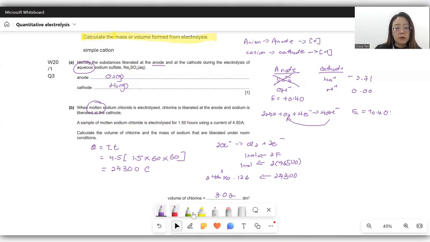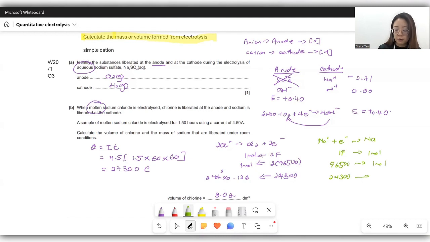Now, I will use a different color for sodium, to make it neat. For sodium, we take out the equation for sodium, Na+ and e- to give Na. According to this equation, 1 Faraday is needed to form 1 mole of sodium metal. So it also means 96500 quantity of charge will give us 1 mole of sodium metal, which is 23 grams. Okay, so you pass 24,300 in your experiment.